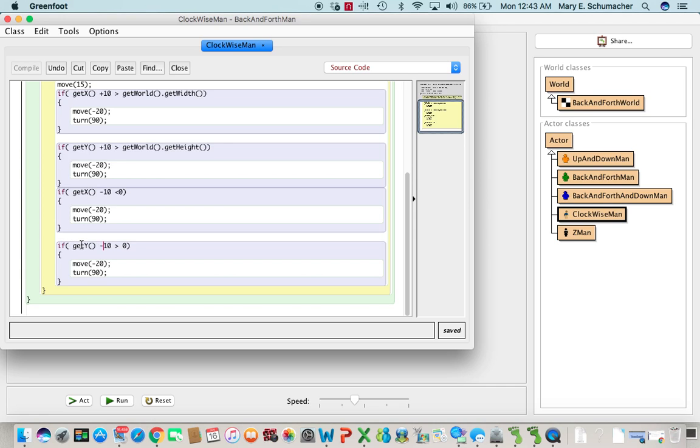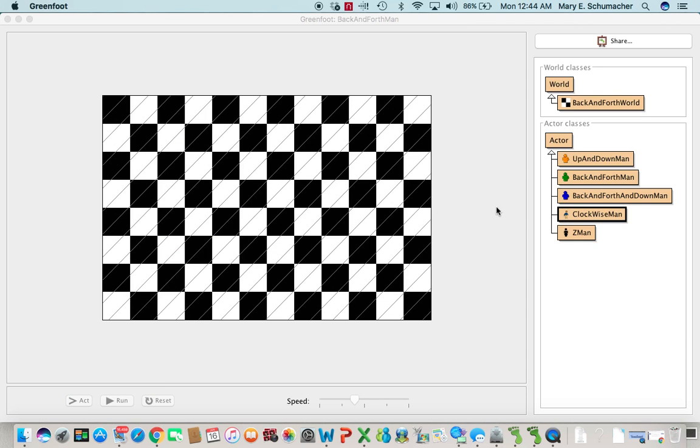And if we get y minus 10, and that is greater than 0, but we don't want that, we want to know if that's less than 0. That was our problem. If the top is less than 0, that means we've hit the top wall. And that should solve everything. Because the way we had it before, the y value was always greater than 90, so we were always turning. Let's compile that and close that.